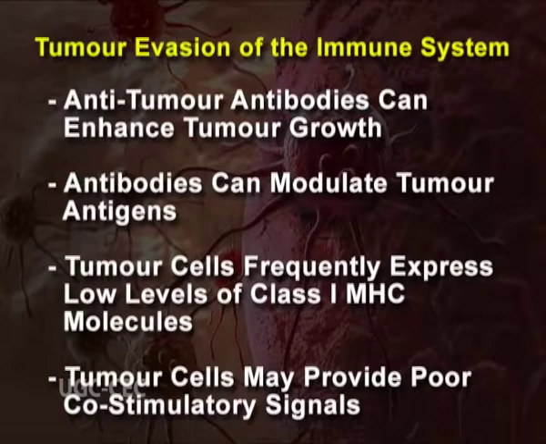Tumor cells adopt the following methods to escape the immune system. Anti-tumor antibodies can enhance tumor growth. Antibodies can modulate tumor antigens. Tumor cells frequently express low levels of class 1 MHC molecules. Tumor cells may provide poor co-stimulatory signals.